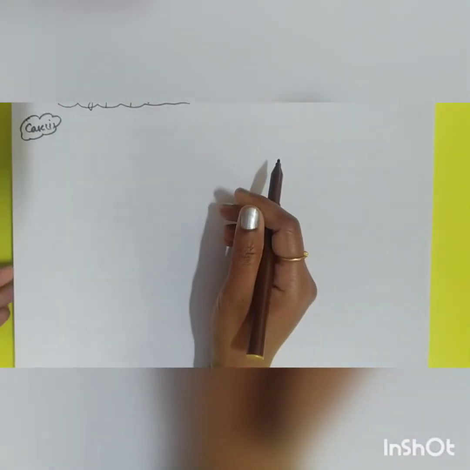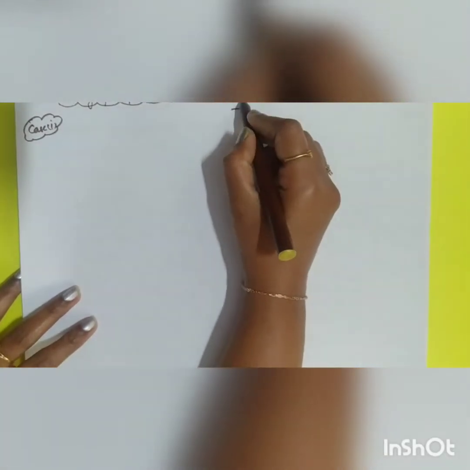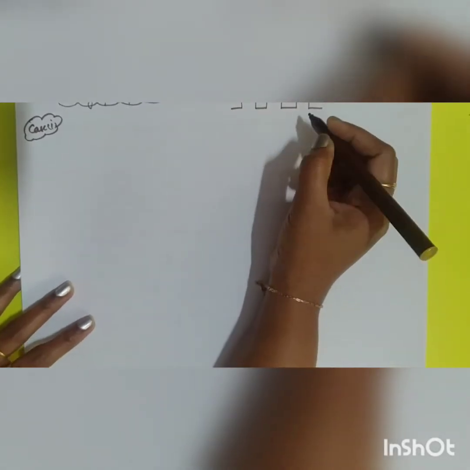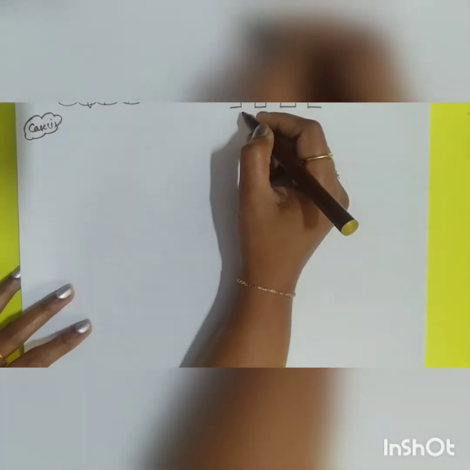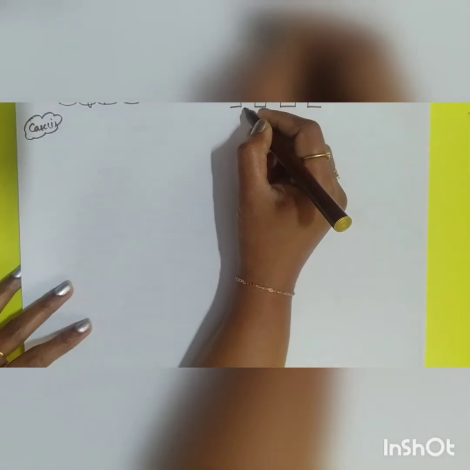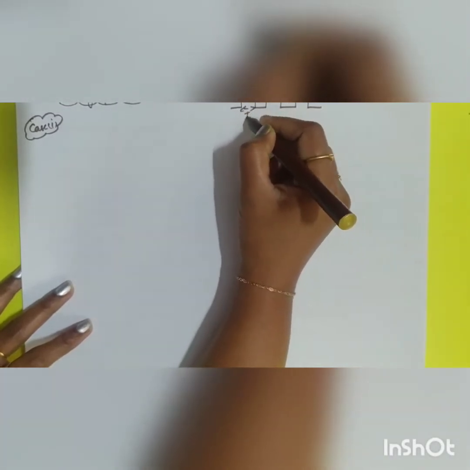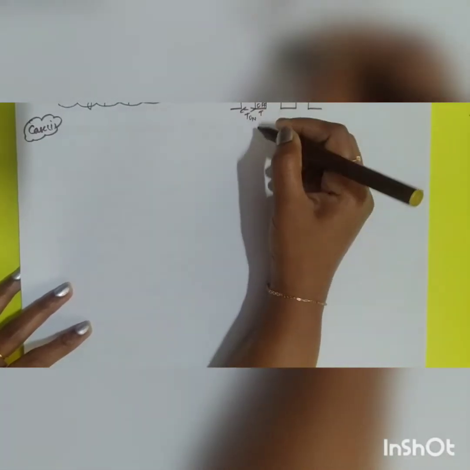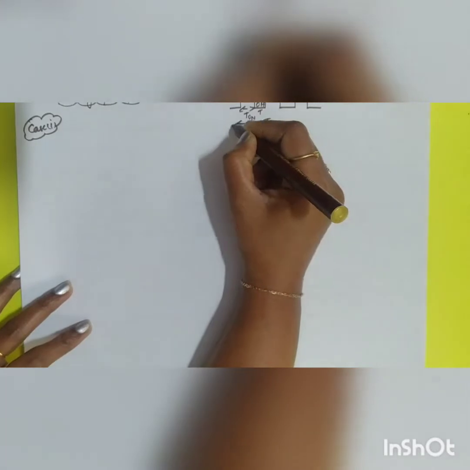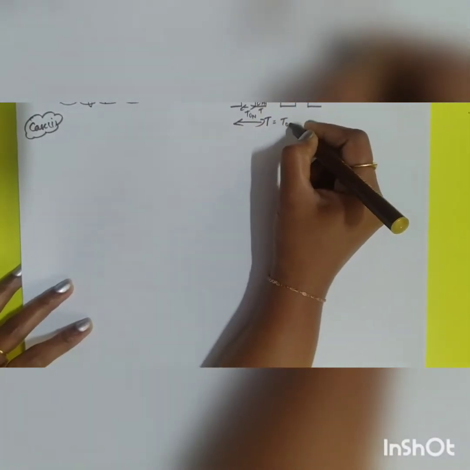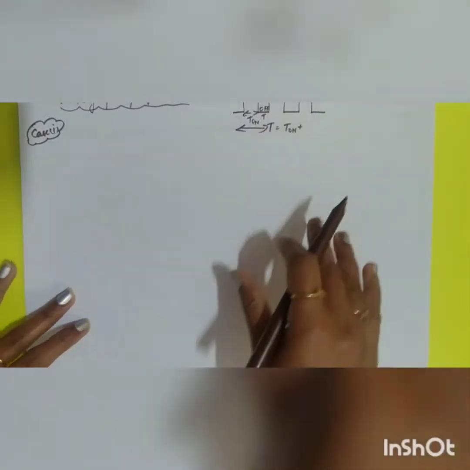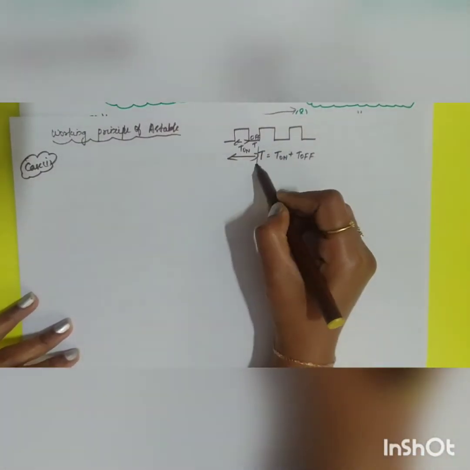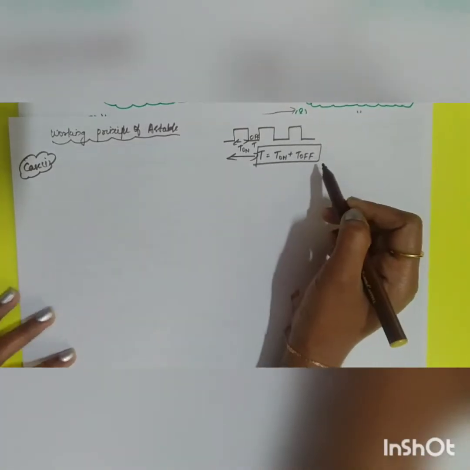So in the case of astable multivibrator, what is your output? Your output will contain both on as well as off state, because it doesn't have any stable state. It is not stable, it is quasi-stable state. So this will be your on time, T on, and this will be your off time, T off. So your total time period T will be equal to the summation of both your T on as well as your T off. You have to derive the expression for your T on and T off also.